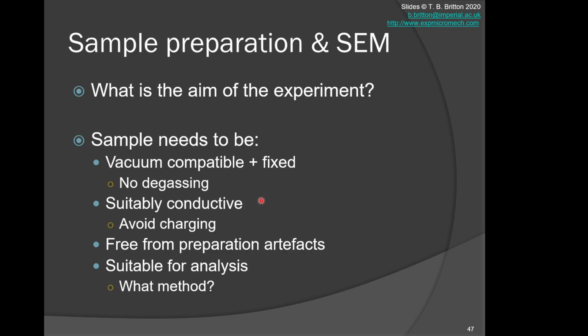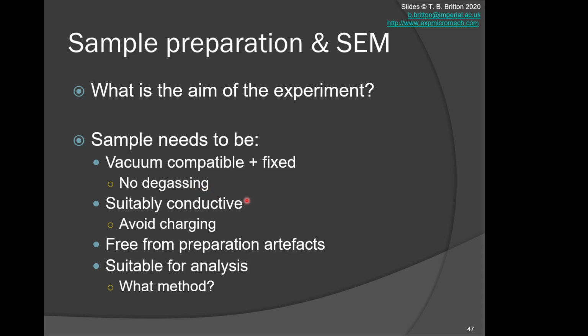And the first question you should ask yourself is, what is the aim of the experiment? What do I hope to learn? For an SEM, the sample needs to be vacuum compatible and fixed. You do not want to degas the sample, that means effectively release hydrocarbons or gases into the chamber. Your samples can't be wet. They're very expensive vacuum chambers. Each microscope is a 100 to 500,000 pounds instrument, so please don't cover them in crud.